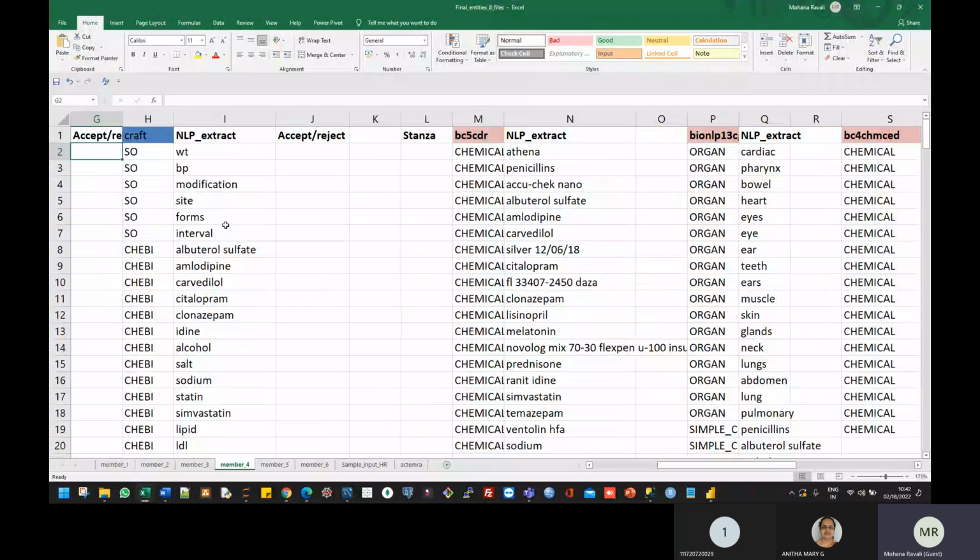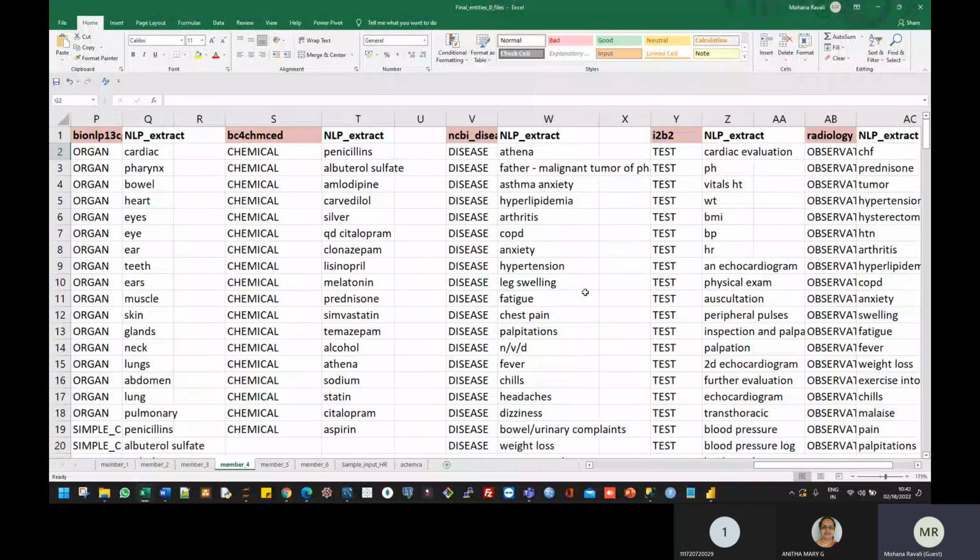NCBI disease. Now asthma is identified as what? On the left side, you see what it is identified as and the word I have given. This is in my PDF. All these words are in one PDF. I extracted all the words from the PDF. I'll tell you how I extracted them. That is a bigger project. I'll explain it now anyway.